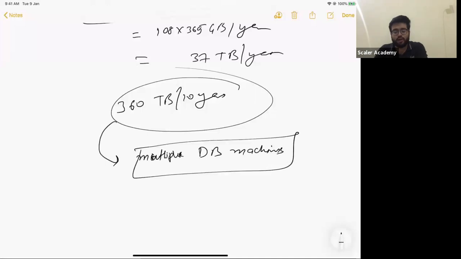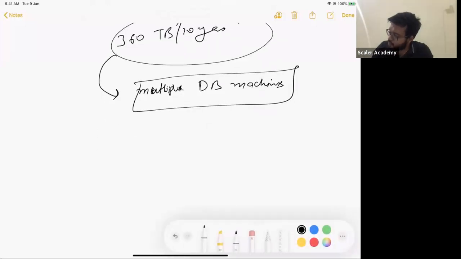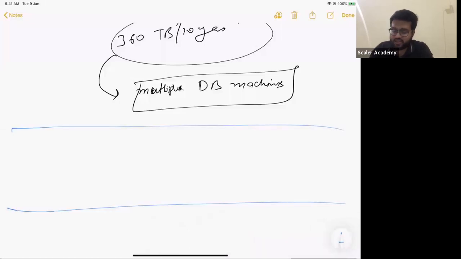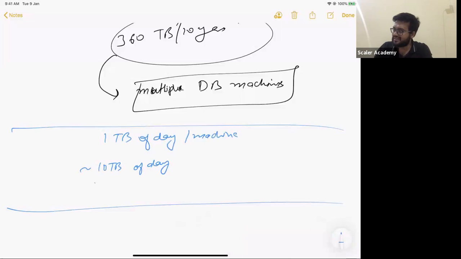Why is this a good assumption to make? I will tell you why. Most of the DB storage machines that we see today can store 1 TB of data. I am talking about simple machines. If you talk about some high-end, very costly machines, you can assume that they can store roughly 10 TB of data, or let's say 10 to 20 TB of data. Does that make sense, folks?